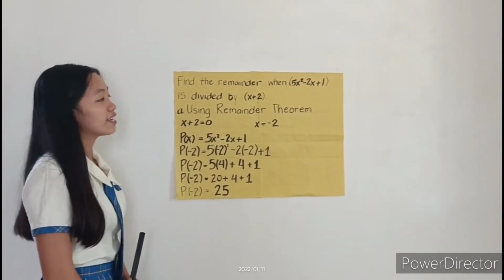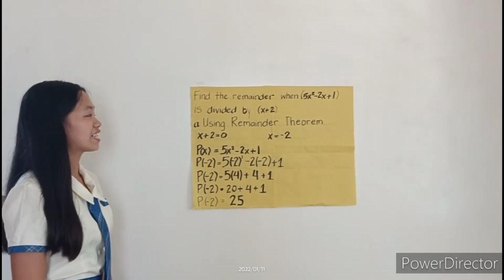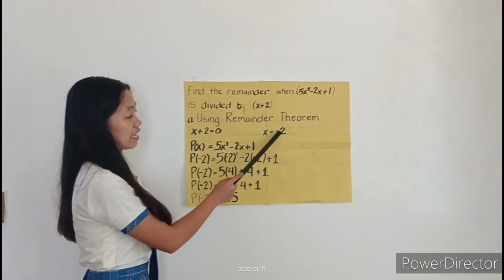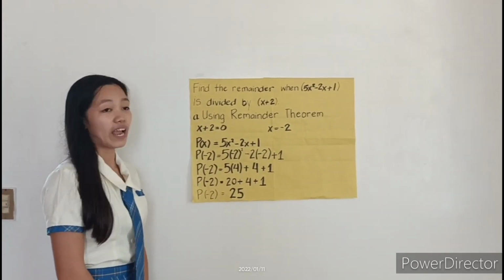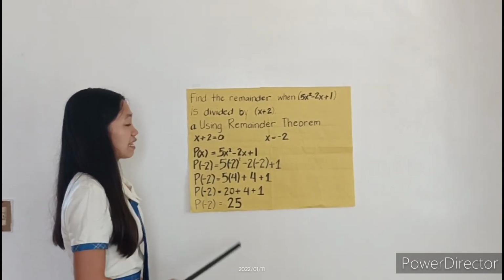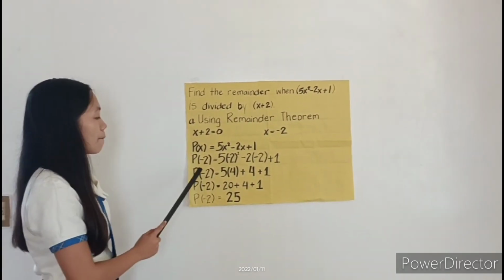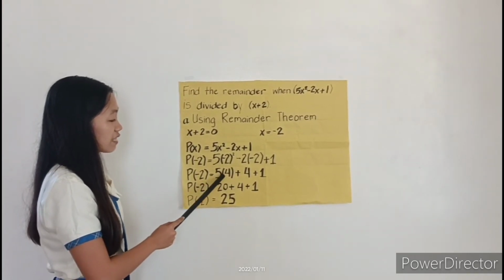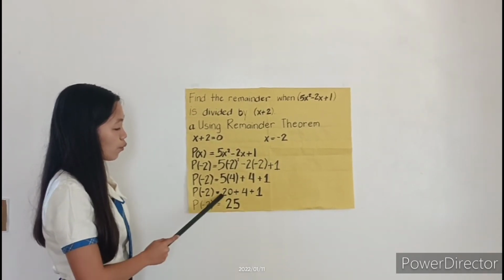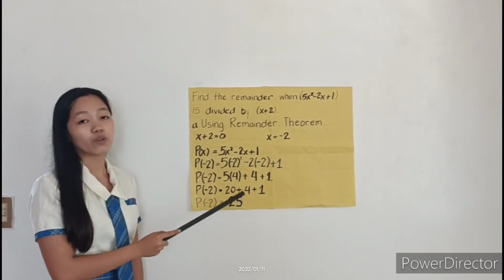The first thing we have to do is get the value of our divisor, which is x plus 2. Let's equate it to 0. x plus 2 equals 0. So the value of our x now is equal to negative 2. Substitute the value of x to our dividend. So we have p of negative 2 equals 5 times negative 2 squared minus 2 times negative 2 plus 1. Let's simplify. p of negative 2 equals 5 times 4 plus 4 plus 1. So we have now 20 plus 4 plus 1 is equal to 25. This will be our remainder.